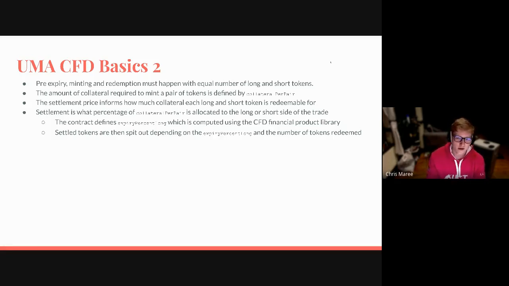So if you said that to mint tokens in the contract, you need to put in, let's say, 1 collateral per pair. In the Apple stock case, we could say you need to put in 1 USDC to mint 1 long and 1 short CFD token. And at any point pre-expiry, you can use this collateral per pair to work out the exchange rate between a pair of long and short tokens if you're redeeming, or collateral to long and short tokens if you're minting. And then at settlement, we use the price that comes back from the price source to inform how much of this collateral per pair is allocated to the long side or to the short side.